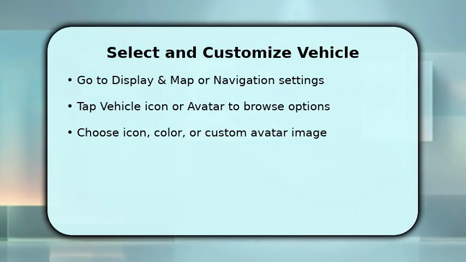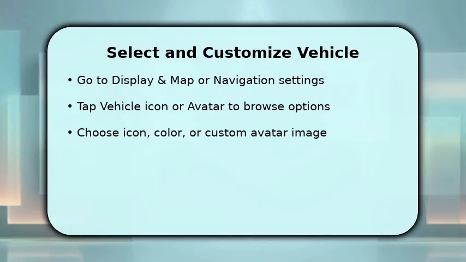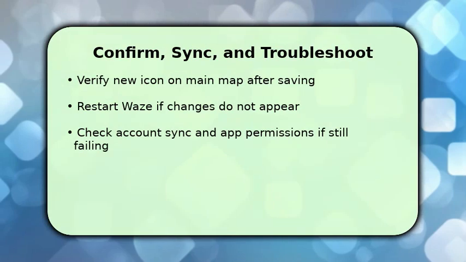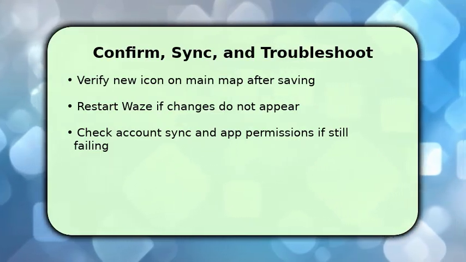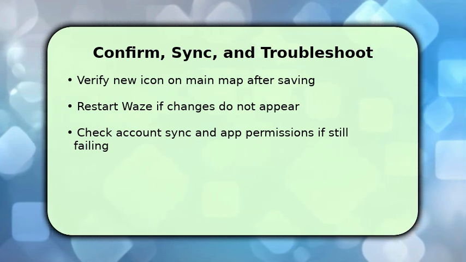After selecting, confirm or save so Waze applies the new icon immediately. This prevents reverting when the app restarts. Finish by returning to the main map to confirm the new vehicle icon displays next to your location marker. This verifies the change took effect.